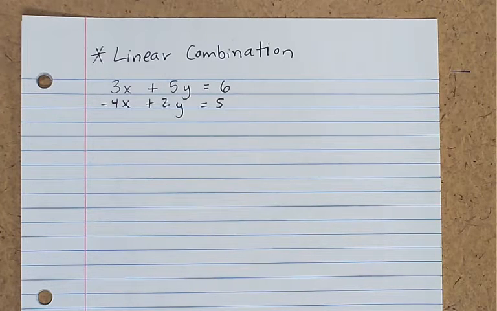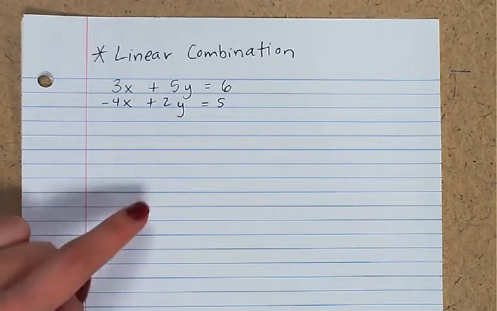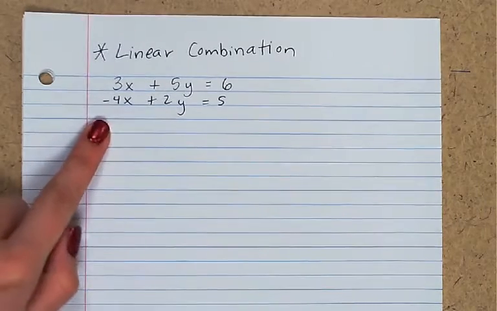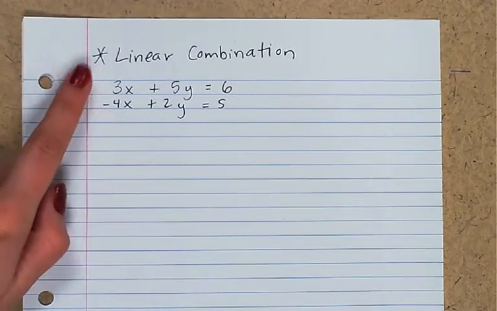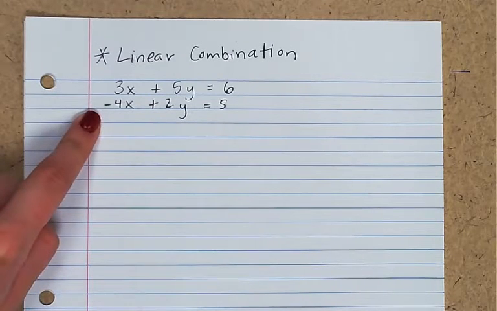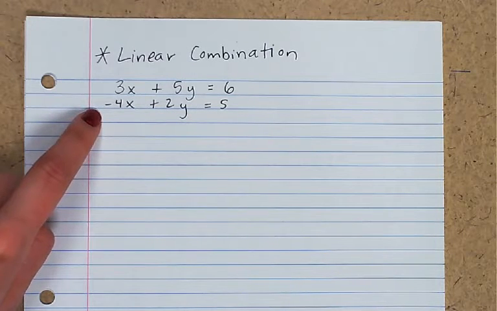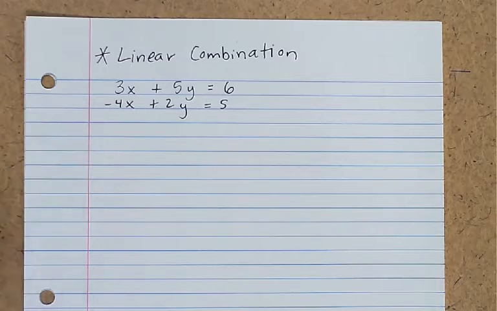So looking at this one here, it's up to you, if you were doing this on your own, whether or not you wanted to cancel out the x's or the y's. Looking at this for me, I would probably choose to cancel out the x's because one is already positive and the other is already negative. So I don't have to worry about changing the signs.